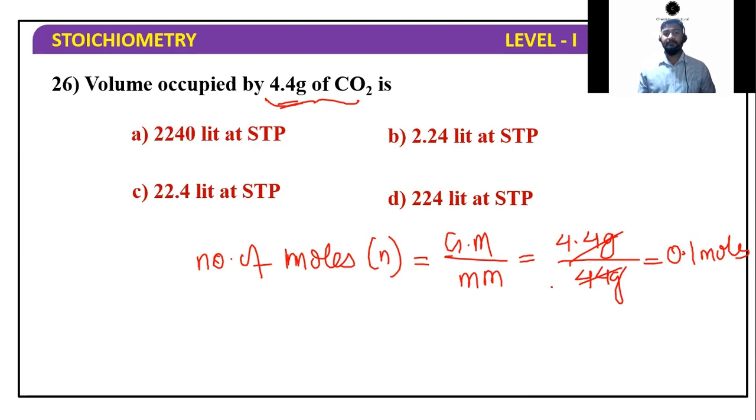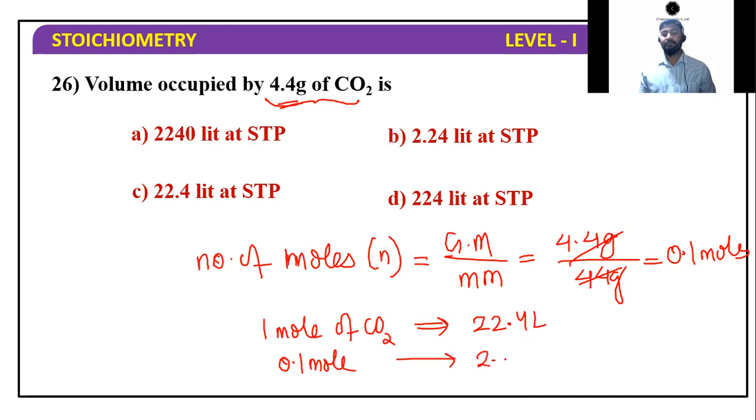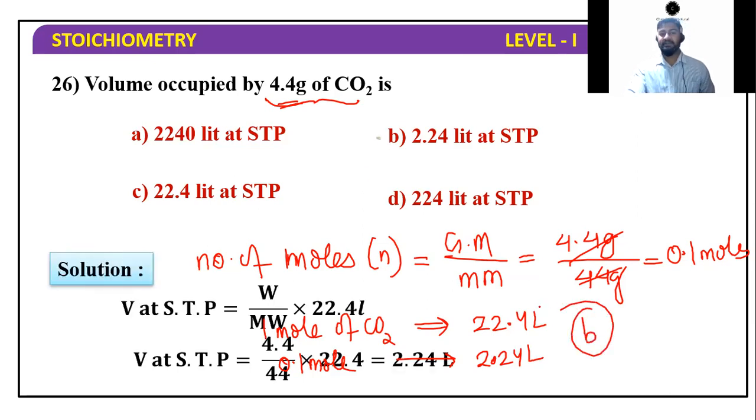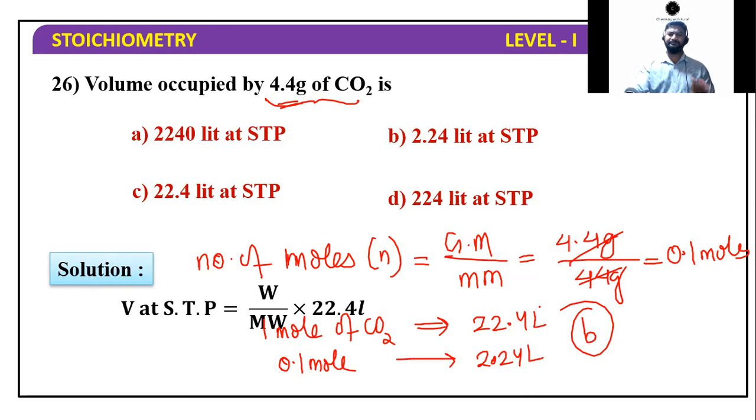Now, one mole of CO2 at STP has a volume of 22.4 liters, right? Then 0.1 mole will have what volume? 2.24 liters. So the answer is option, yes, you guessed it right, B. So B is the right choice. See, simple. That's how we do it.